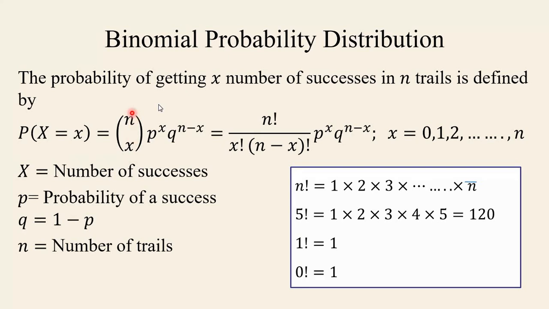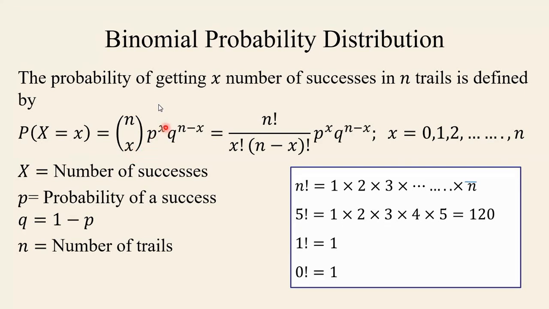Suppose we are tossing a coin 5 times. Then how many times can we get 5 heads? How many times can we get 4 heads? How many times can we get 2 heads? To identify that number of times, we are using this formula. This is read as N combination X. That means out of N times, how many ways can we get X successes.